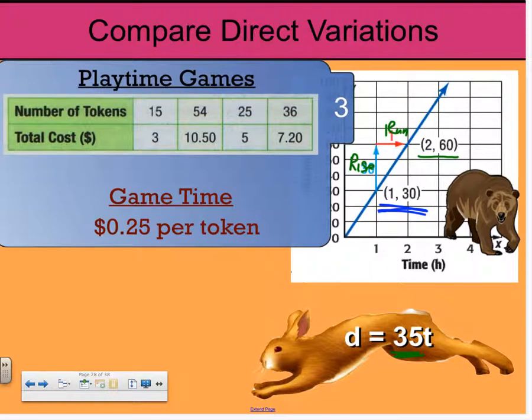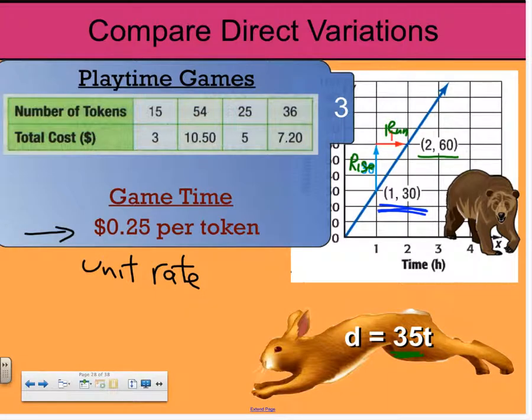Here we have 2 arcades. Very creative names. Game time. Playtime games. Now, here, they've already given us a unit rate. 25 cents per token. In a direct variation, the unit rate is the same as what? It's the same as the constant rate of change or the same as the slope. So I know that this unit rate here needs to be compared to the unit rate up there.